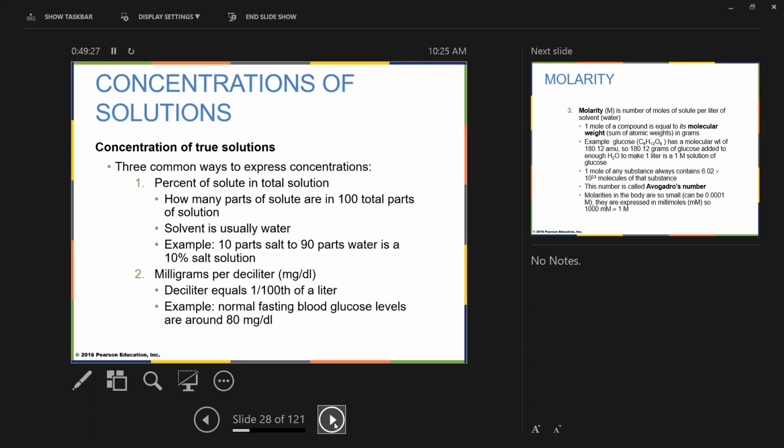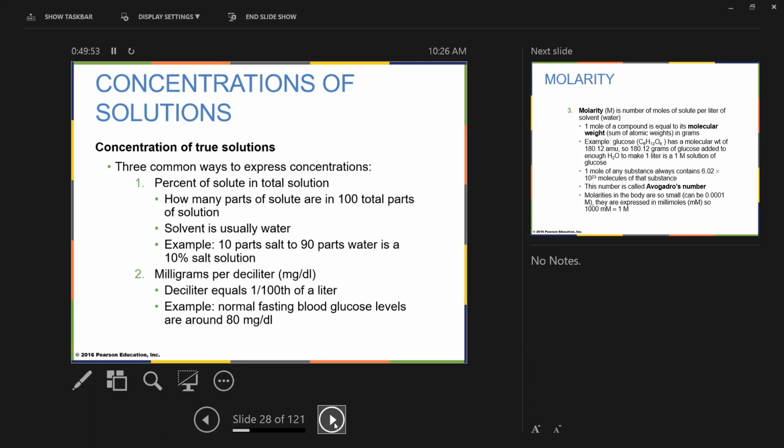We've all had blood work done. We've all had blood tests taken, where you do the fasting blood sugar level. You don't eat anything after midnight, and you try to get into the lab early in the morning so that you can go eat afterwards. So we measure blood glucose, blood sugar, in milligrams per deciliter. A deciliter is 1/100th of a liter.